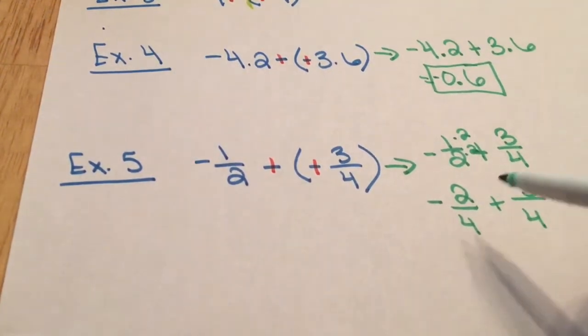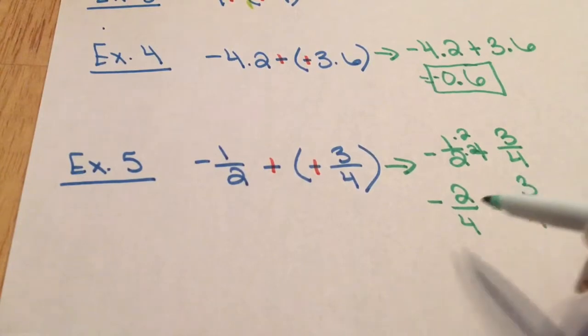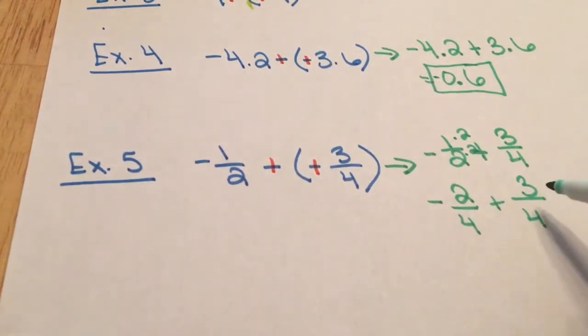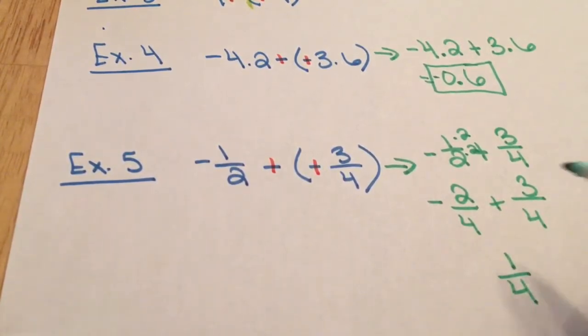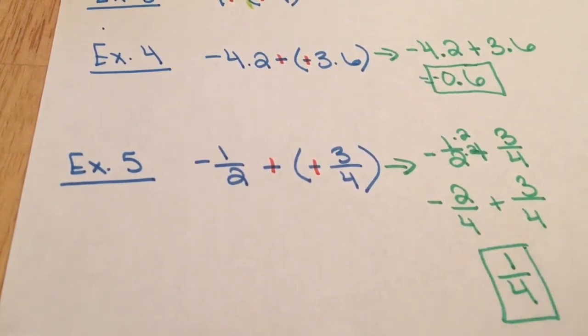So now I can go ahead and add those two fractions. Negative 2/4 plus 3/4. Again, they're different signs, so we subtract. 3 minus 2 is 1 over 4. Our larger absolute value of the 2 was the positive, so it's going to end up being a positive 1/4.